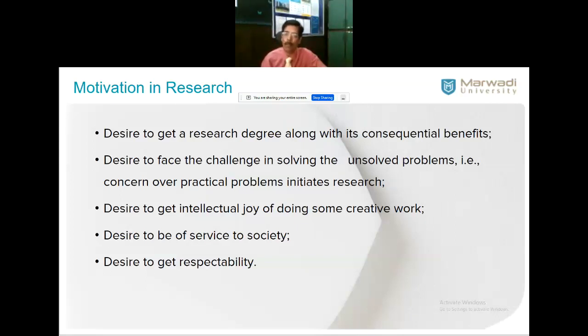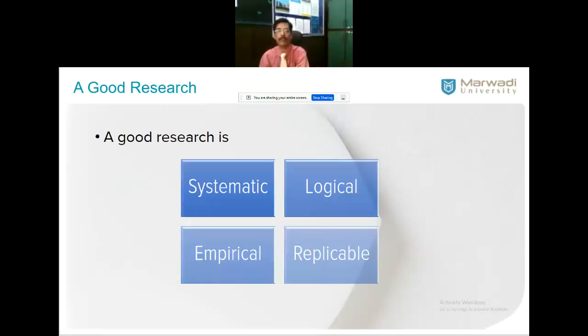Some people say, I want to do it, and ethically some of them are true, some of them are not true. So we want to do some service to society, contribute to society, and desire to get respectability, as I told you in the previous slide. Is there any good research? Yes, good research has certain characteristics.